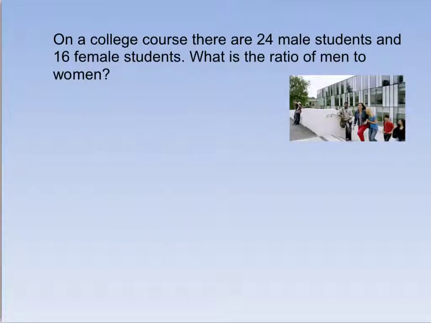In this last example we're told that on a college course there are 24 male students and 16 female students, and we're asked to compare those two numbers so that we work out the ratio of male to female students, men to women. So again, we present the information in the same order, so we start off with the number of male students, which is 24, and we compare that number to 16. So we've got male and female.